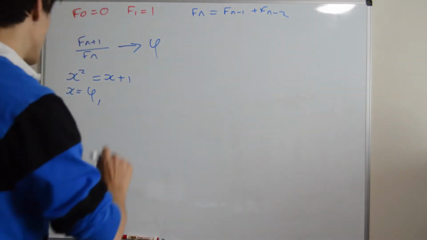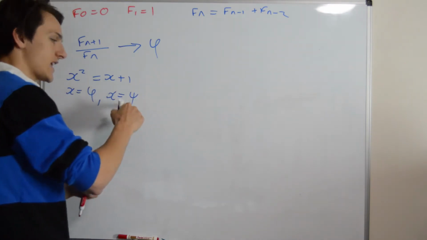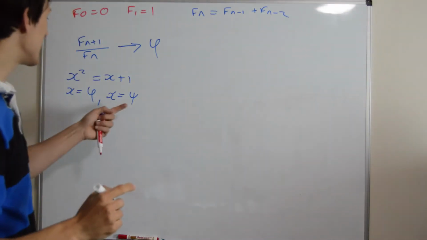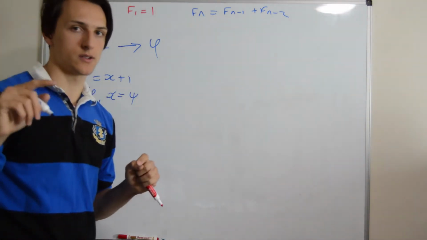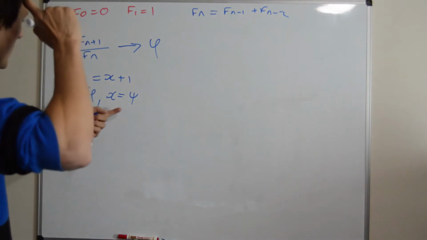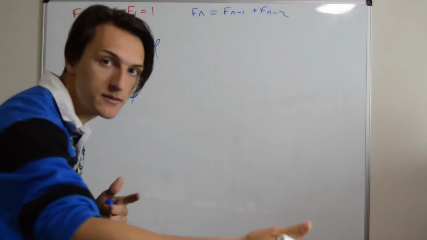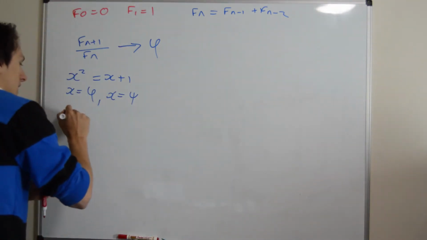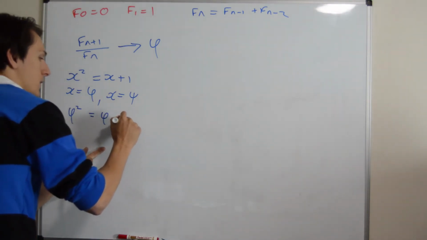And then the other one, which I just learned how to pronounce, is psi. Psi is 1 minus the square root of 5 over 2. So we have two solutions to this quadratic. And what does it mean to be a solution? It means we can just plug it in and it will satisfy the quadratic. That makes sense. So we have phi squared is equal to phi plus 1.